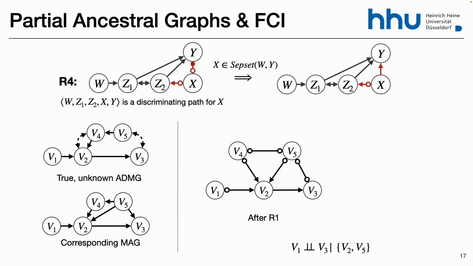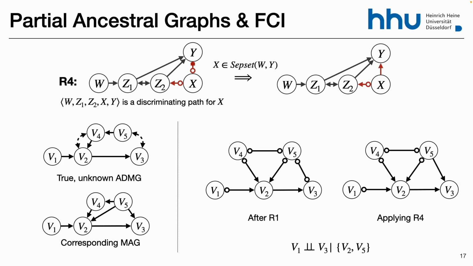Starting from V1 to V3, we need to find a collider path. V1, V2, V4, V5, V3. No, there's no. V1, V2, V5, V3. Yes. And what happened with V5? If it's part of the separating set, which edge will you change here? So we are going to move this. So it's another edge that we know for sure is from V5 to V3.